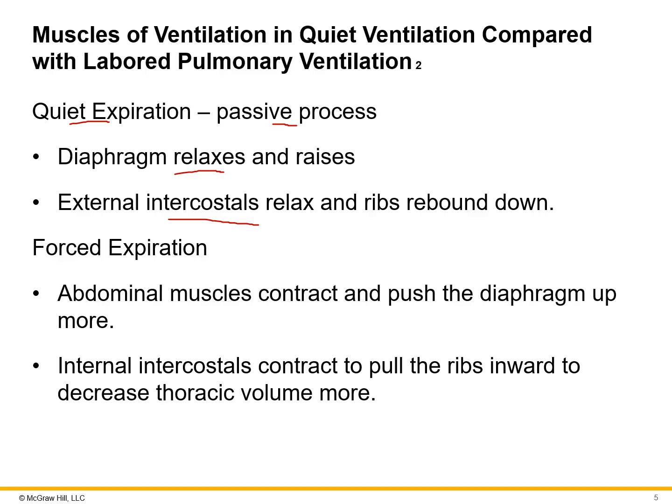Now, if we're forcing that, so having a deep exhale or forcing all the air out, now we have the abdominal muscles contracting to push the diaphragm up more. And then those internal intercostals also contract to pull the ribs in to decrease that thoracic volume. So if it's just a quiet expiration, it's just relaxing of the muscles. The only time we get contraction during expiration is whenever we're forcing that air out.